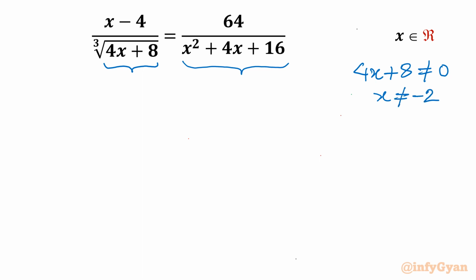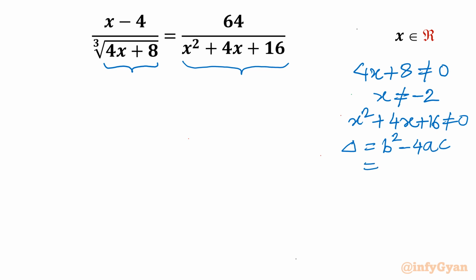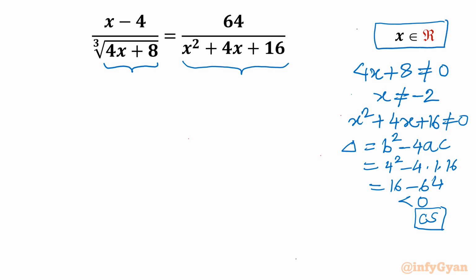Now come to the other denominator, x square plus 4x plus 16 cannot be 0. Let me see the discriminant first. Delta is equal to b square minus 4ac. So it is 4 square, 16, minus 4 times 1 times 16, that is 64. So 16 minus 64, which is negative. Complex solutions, so no worry, because we are calculating real solutions. So the overall conclusion is the domain is x cannot be minus 2.